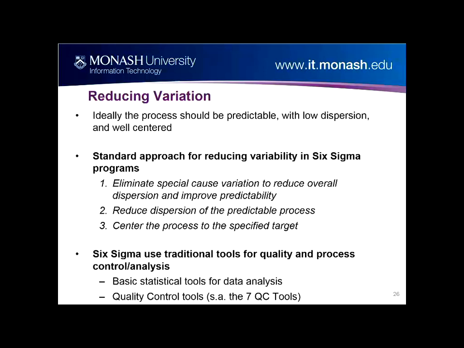So the standard approach for reducing variability is the Six Sigma program. Six Sigma tools are traditional tools for quality and process control analysis. There is also a set of quality control tools, sometimes known as the 7QC tools, to reduce variation. So in other words, if you want to reduce the variation, you can use Six Sigma tools. But as I said, Six Sigma tools are only efficiency-type improvement, not necessarily effectiveness-type improvement.